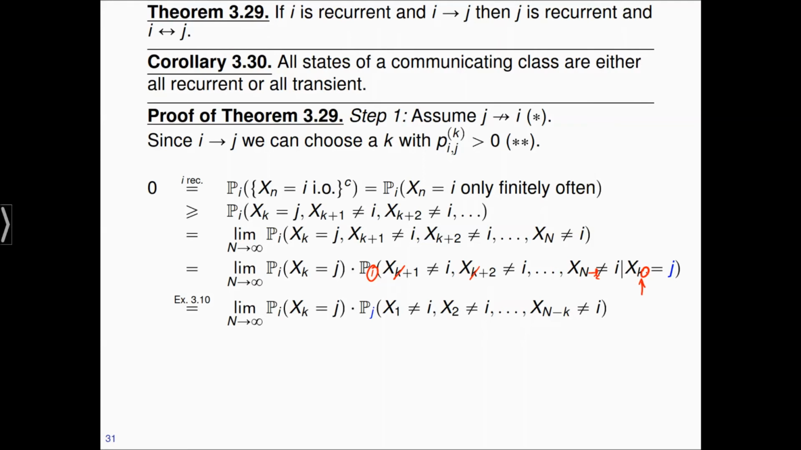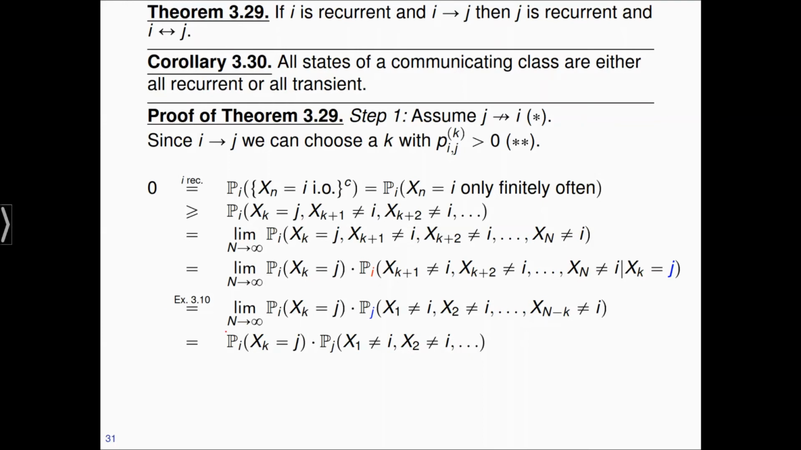So you start at time 0, you start at j, which is this blue j here. This comes from the blue j here. These conditions are modified in the sense that I subtracted the k everywhere. And I forgot about this i because I can write here any initial condition. This is what exercise 3.10 is about.